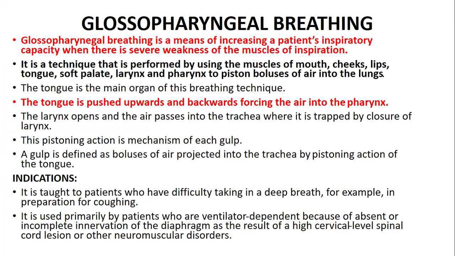The other one is known as glossopharyngeal breathing. You know, glosso means the tongue. Pharyngeal, pharynx, or those that have to do with the pharynx, we know what they are anatomically. Okay. So glossopharyngeal breathing is the means of increasing a patient's inspiratory capacity when there is severe weakness of the muscle in inspiration.